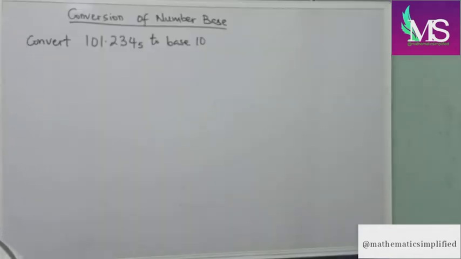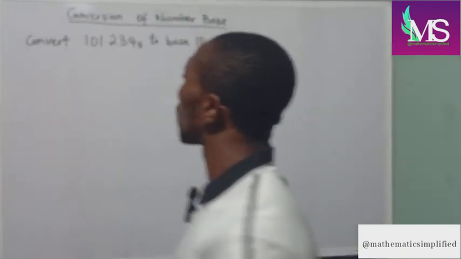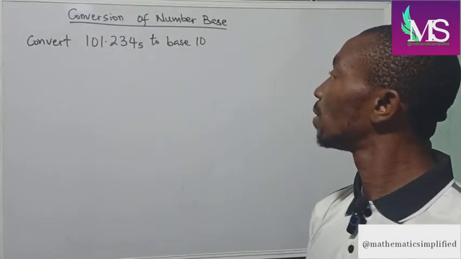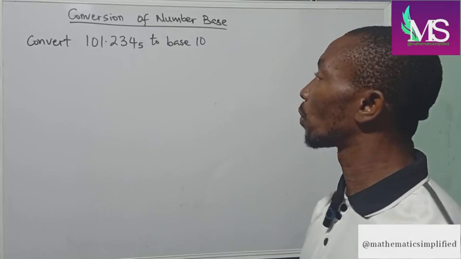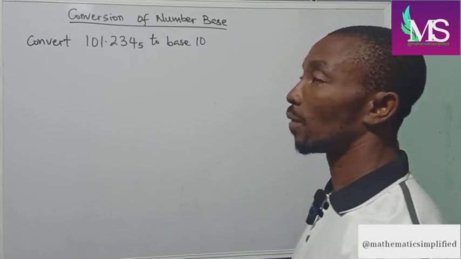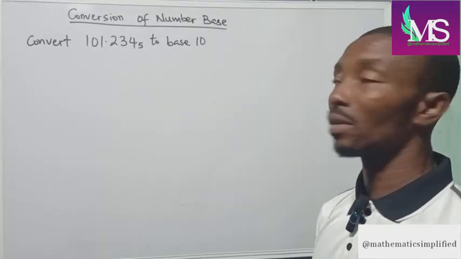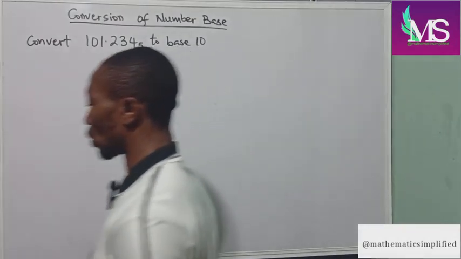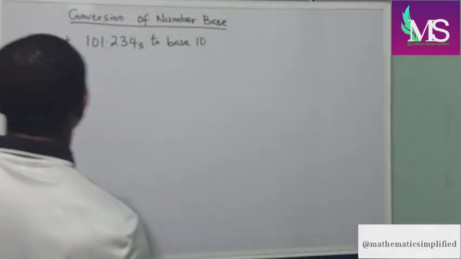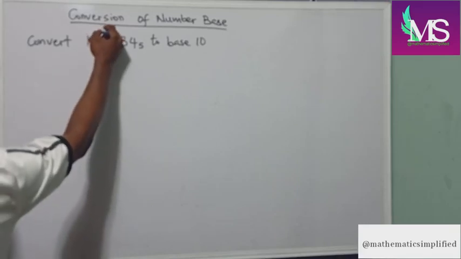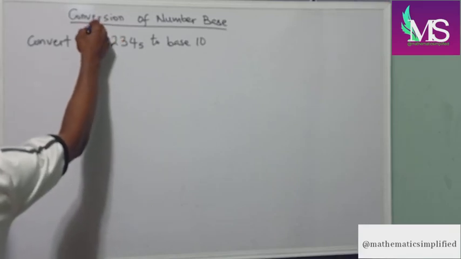Alright, looking at our next example that says convert 101.234 base 5 to base 10. Okay, now we are converting this to base 10. This we are going to do the same way. We label from here our units 0, 1, 2.